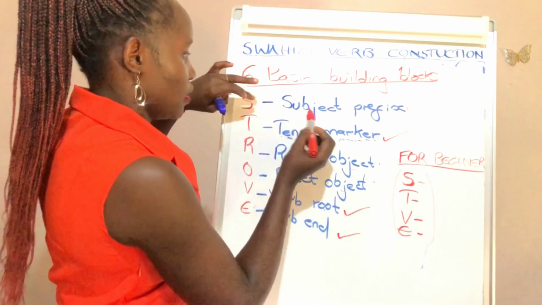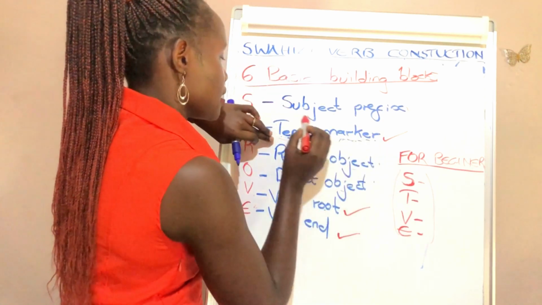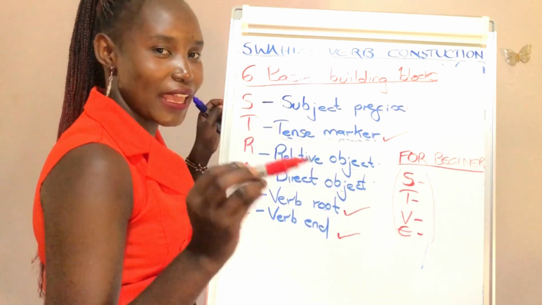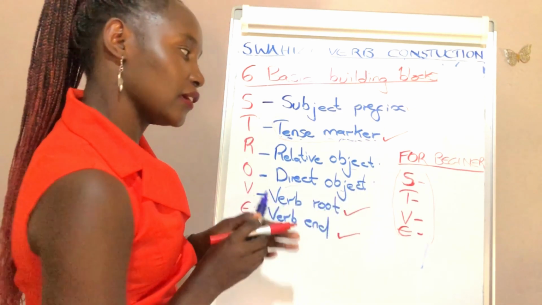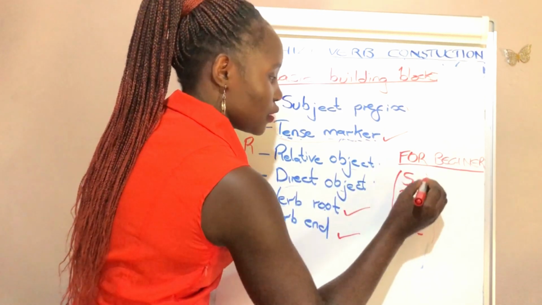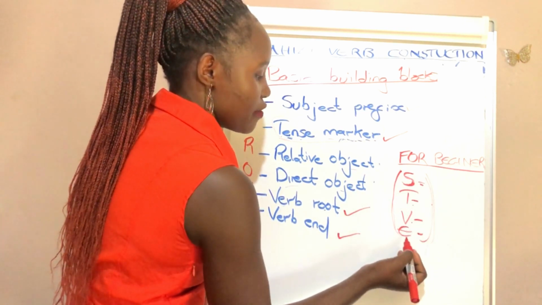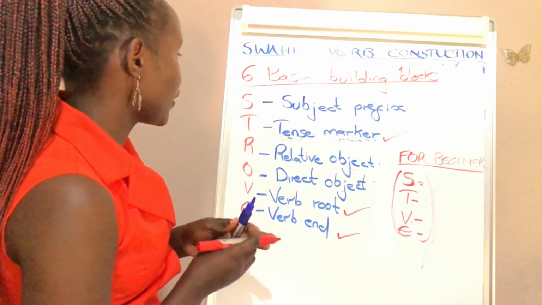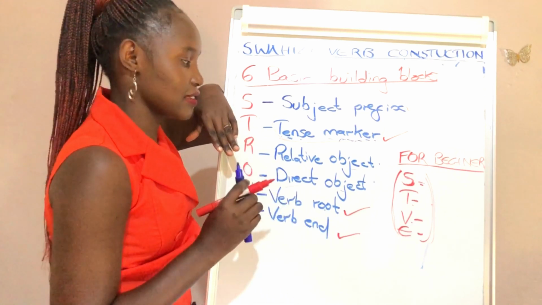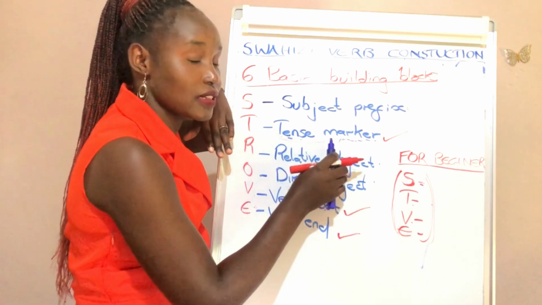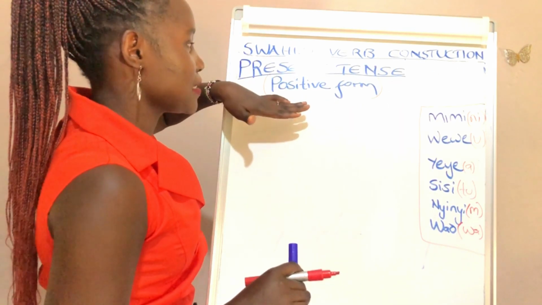So we have finished the prefix, the root, and the end, and now we have to target the tense marker for you to be able to construct your own verb. For beginners, focus on STVE: subject prefix, tense marker, verb root, and the verb end. So now let's see how we can construct sentences in present tense so that we can see how to apply our tense marker. Nice. So let's do present tense.